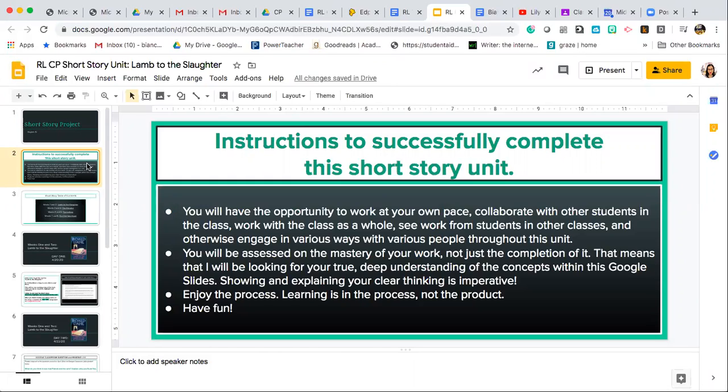You will be assessed on the mastery of your work, not just the completion of it, which means that we will both be looking for your deep understanding of the skills and concepts we've been practicing. So make sure that you're going in depth and you're using details with your analysis and explanation. We also encourage you to enjoy the process. The process is with learning. And keep in mind that we're not working here to necessarily get a grade or a number, but we're working to grow our skills as learners. And we also, of course, encourage you to have fun.